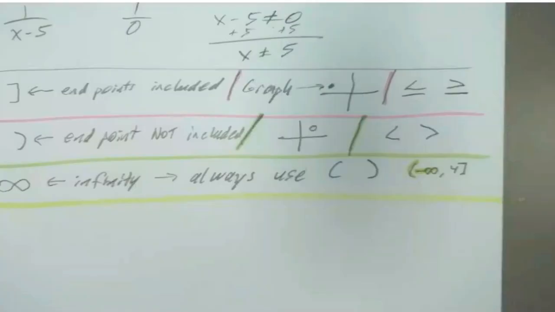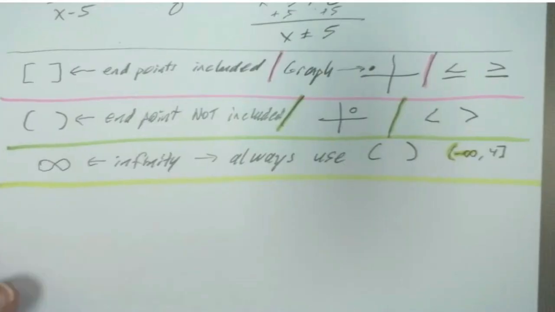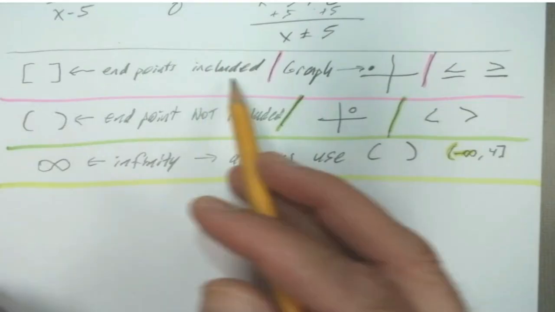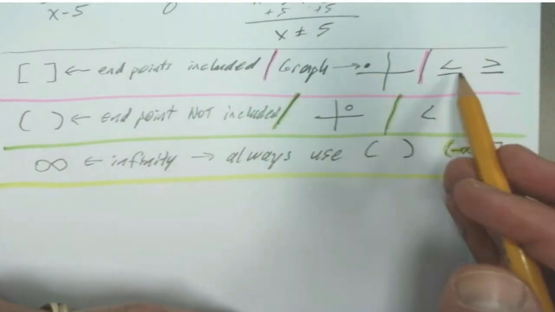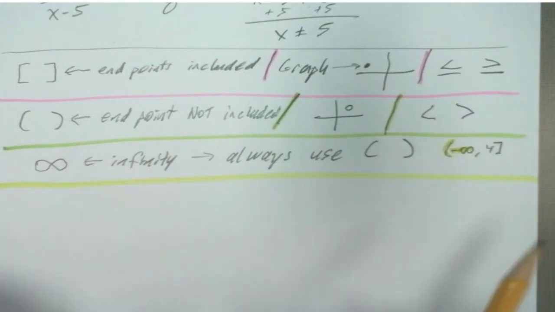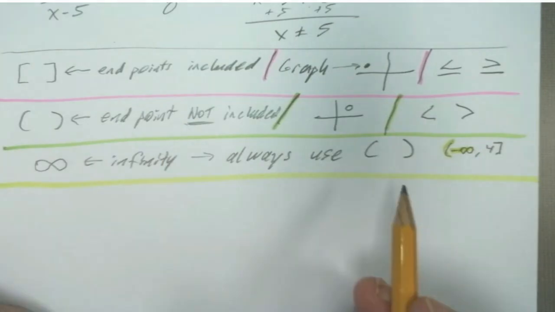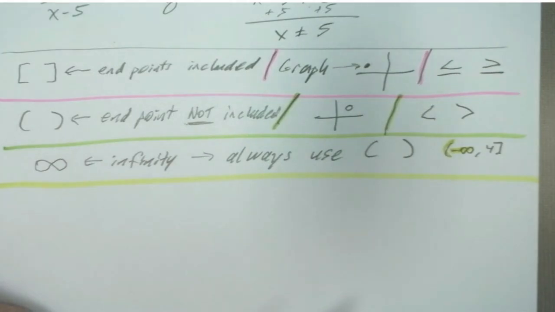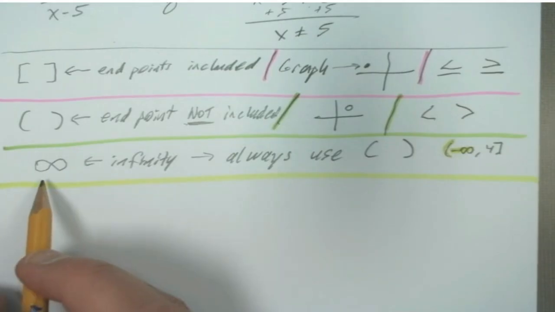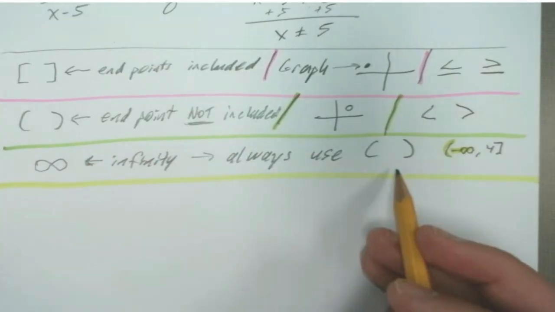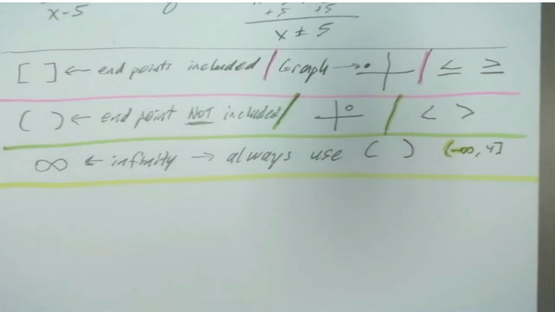Okay, let's see. So I'm writing this on my notes. Putting what you had on the screen there. Brackets, endpoints are included. We graph it with a solid circle, and it's less than or equal to, greater or equal to. And then I said with the parentheses, the endpoint is not included. It graphs with a hollow circle. It uses the less than or greater than. Then I'm making a note about infinity. Infinity always uses parentheses, like, parentheses, negative infinity to 4.